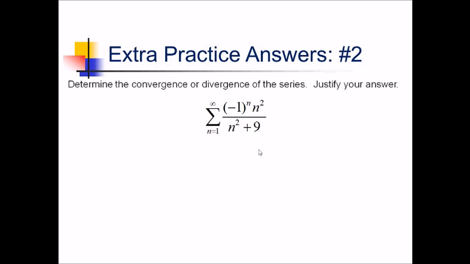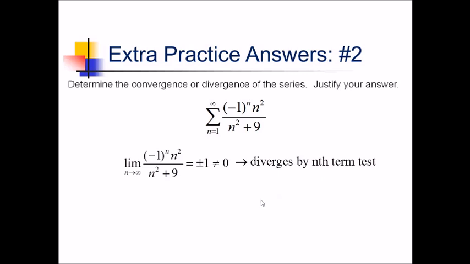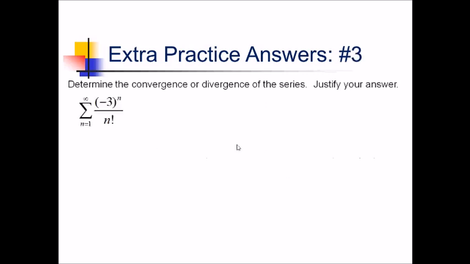Now, at first glance, this appears to be an alternating series, and it is. However, if you take the limit of the nth term on this one, you're going to have plus or minus n squared over n squared, so positive or negative 1, depending on whether n is even or odd. This is not 0 for the nth term, so that means that this is actually diverging by the nth term test. For number 4, we're trying to figure out whether or not this series converges.